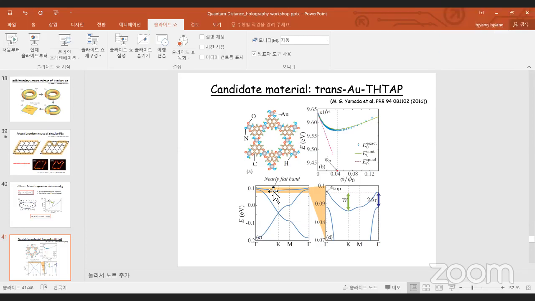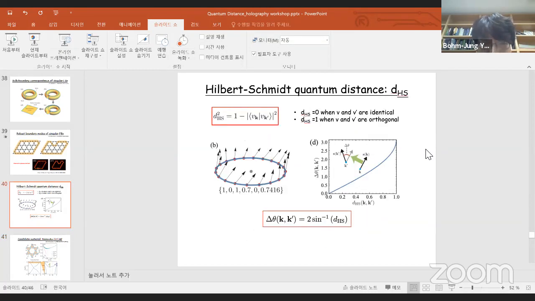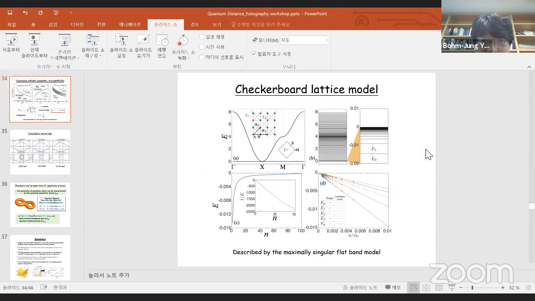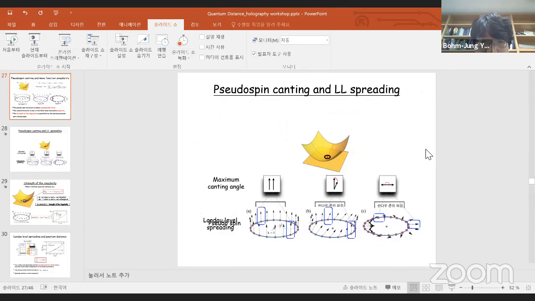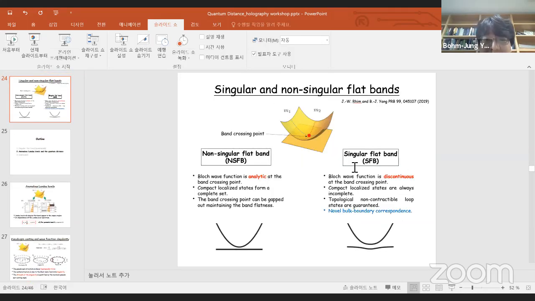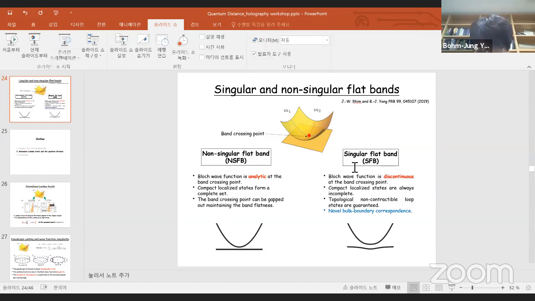I see. I have one more question. Is this idea only valid in 2 dimensions? At the moment, we only consider 2D, but some concepts can be generalized even to 3 dimensions. For example, the distinction between singular and non-singular flat bands, and some properties I mentioned in the second part of my talk, can be applied even to 3D in general. I see. Thank you.